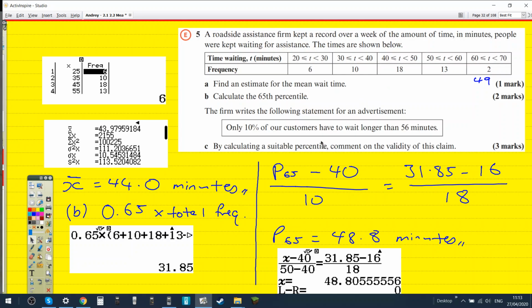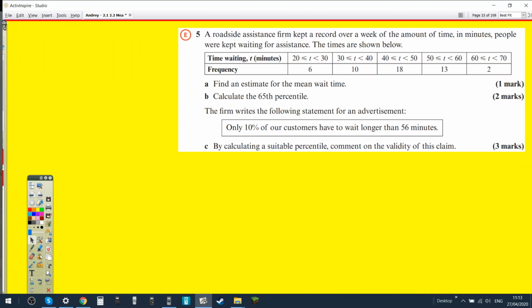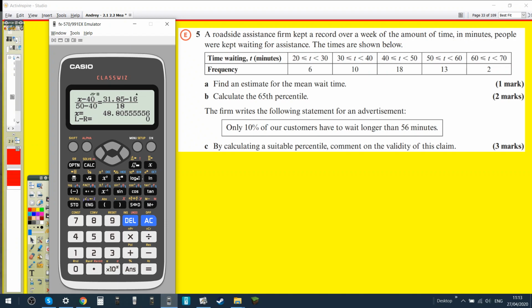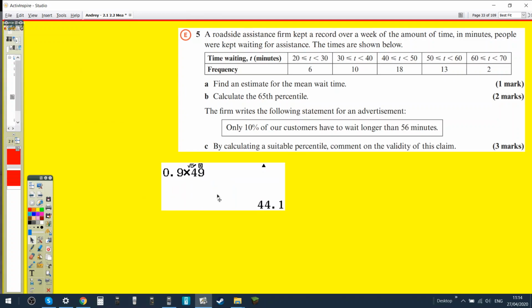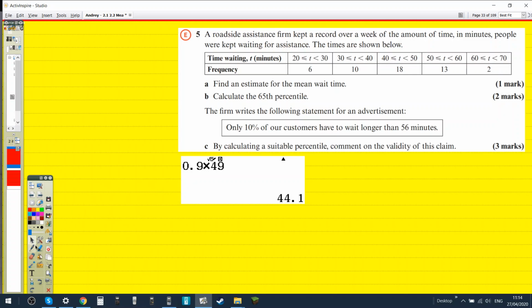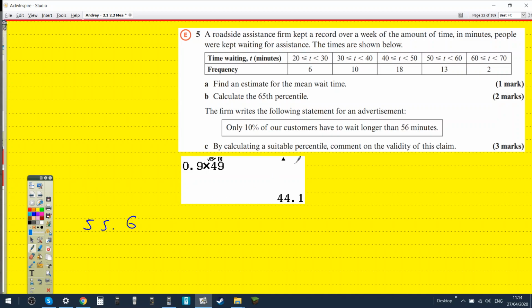Hold on. So you did 0.9 times 49. Oh, no. I wrote in 31.85. Sorry, my bad. What was it, sorry? Sorry, I'd written it in wrong. Oh, okay. I got 55.611. So 55.6 basically. So let's round that to 56. Yeah.